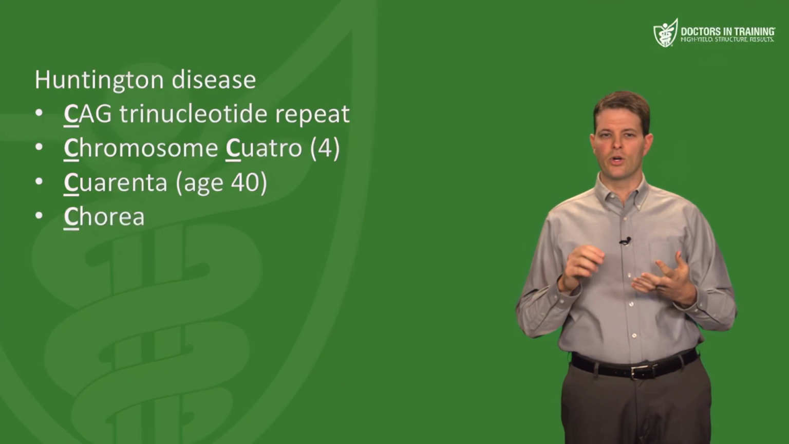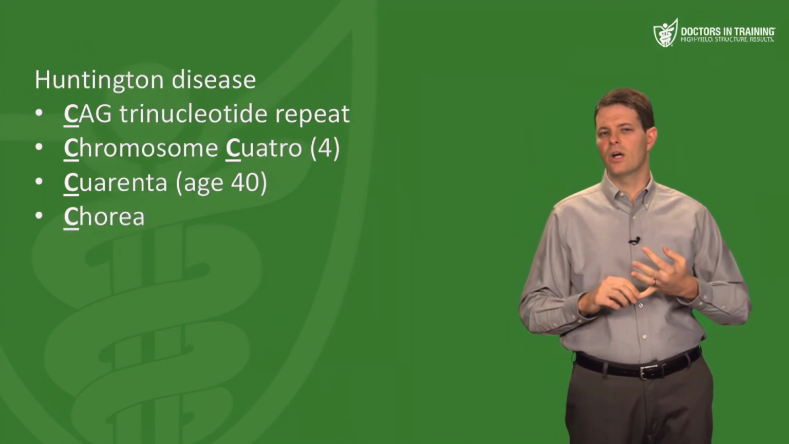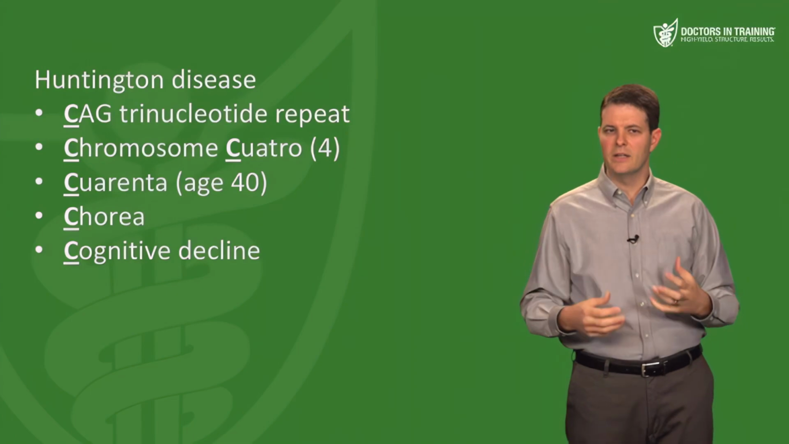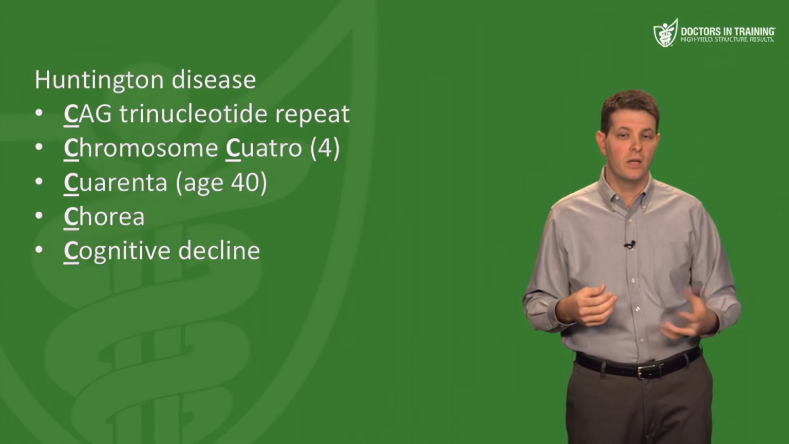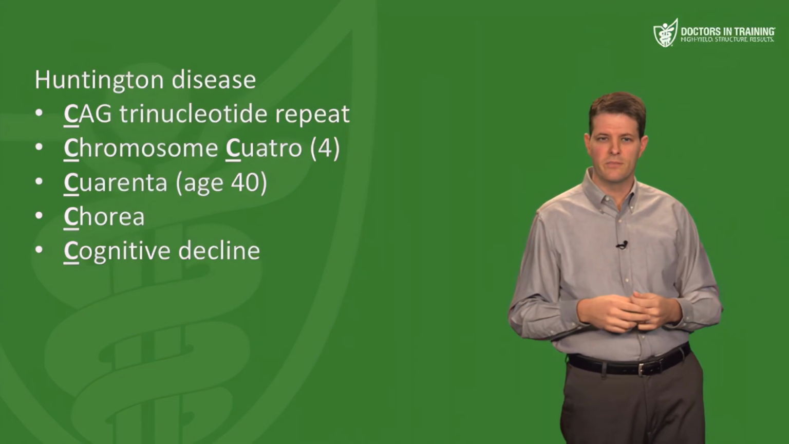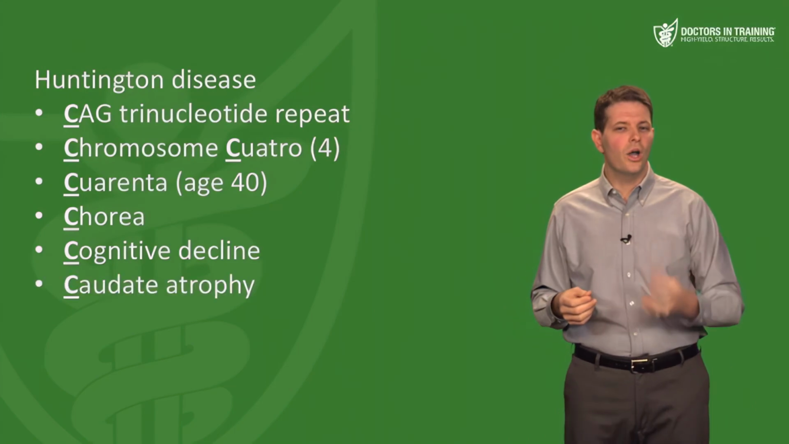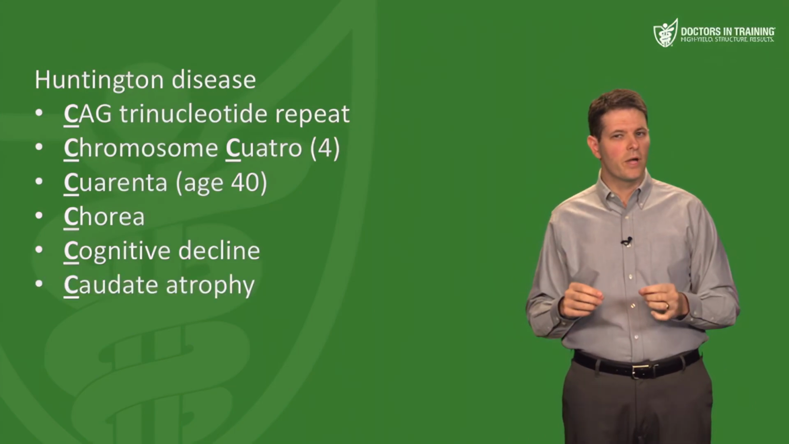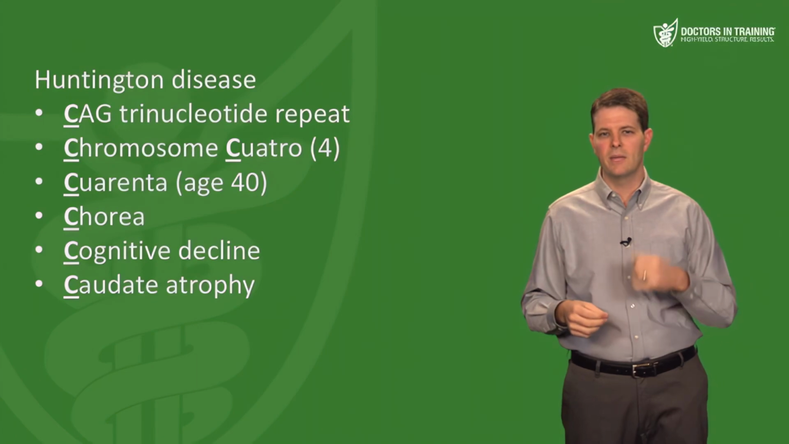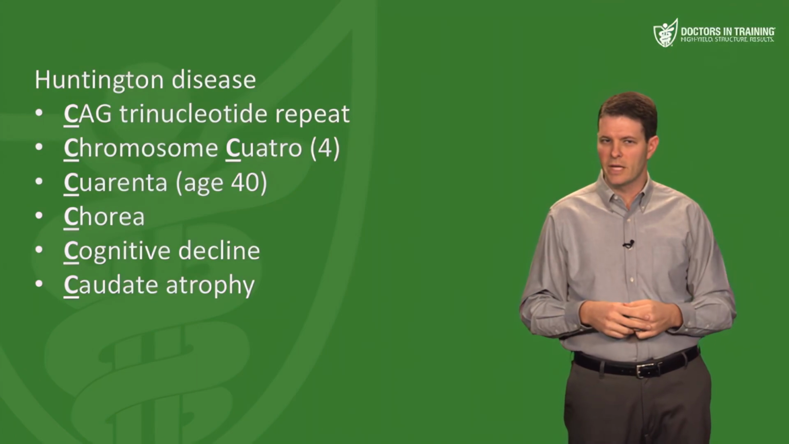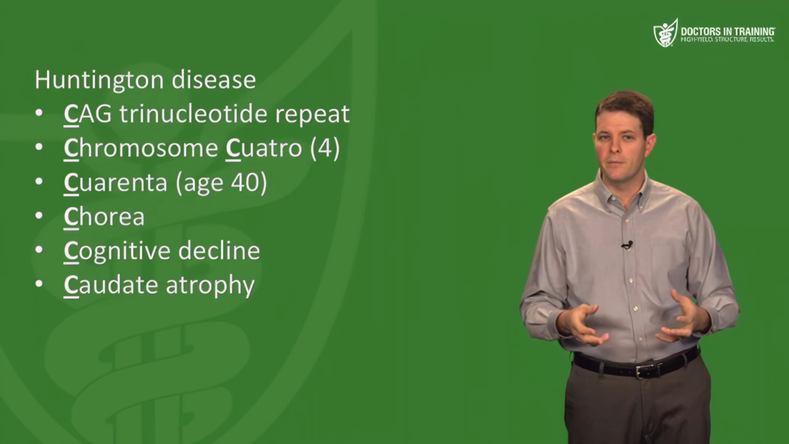There's also C for chorea, and you can use C for cognitive decline because Huntington's invariably causes dementia, as well as depression and psychosis. And then the final C is caudate atrophy, because on the MRI of the brain, you're going to see atrophy of the caudate nucleus and the putamen, which are part of the basal ganglia. Remember, that was part of the neostriatum.